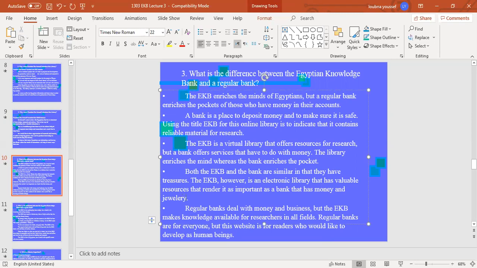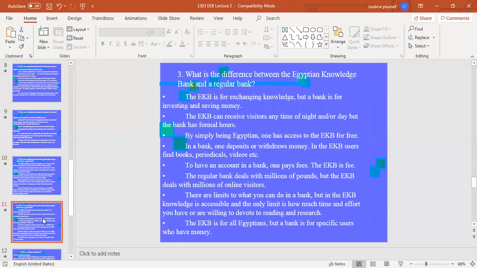Okay, now regular banks deal with money and business, but the Egyptian Knowledge Bank makes knowledge available for researchers in all fields. Regular banks are for everyone, but this website is for readers who would like to develop as human beings. Now, let's move on to slide number 5.